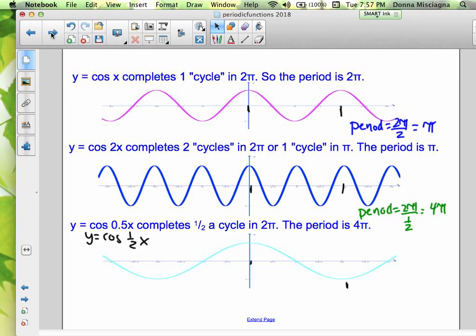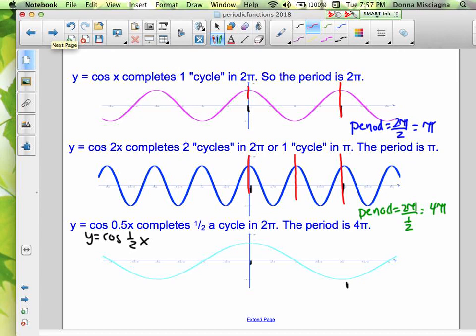All right, so this is 1 cycle of the graph right here, from here to here, right? That's 1 cycle, right? That would be 2 periods. Y equals cosine 2x completes 2 cycles in 2 pi. All right, so here would be 1 cycle of the graph. So by the same time as y equals cosine x completes the cycle, it's already gone through it twice.